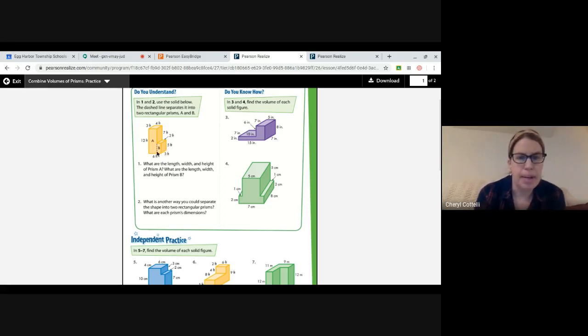So this one you could break apart this way. You could also break it apart this way if you wanted to. It doesn't matter. You'll get the same answer. So we'll first take the volume of prism A. So we need the length, which we don't see here. This would be the whole thing. So you want to go back. Oh, here's the length, 4, and then the width is 3, and then the height is 12.